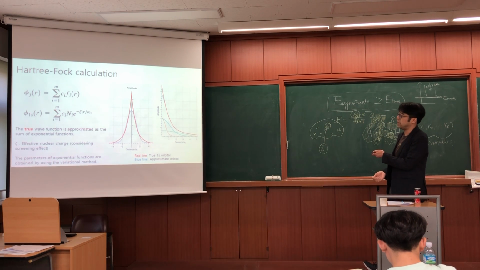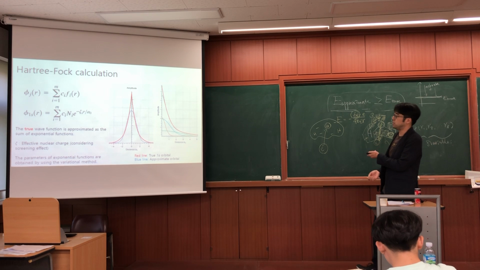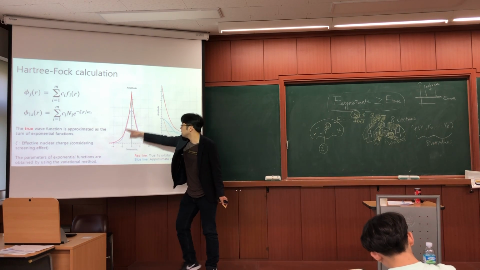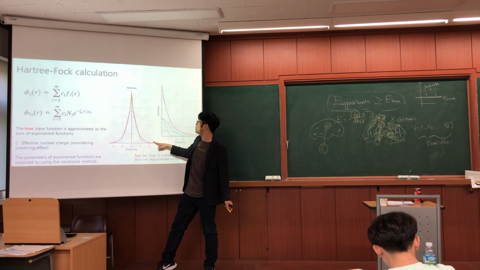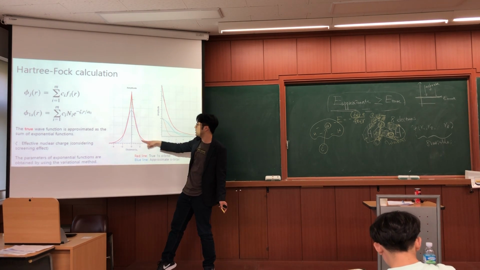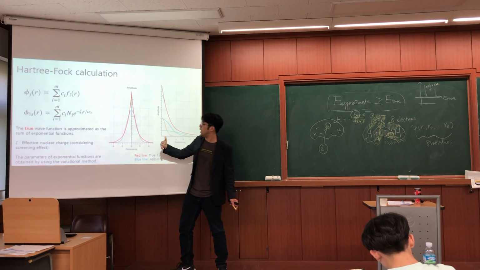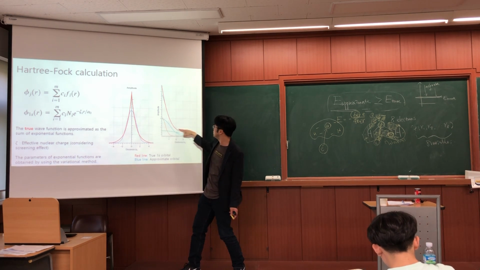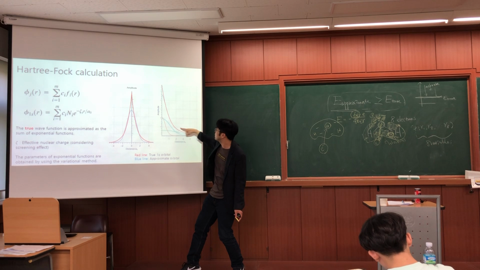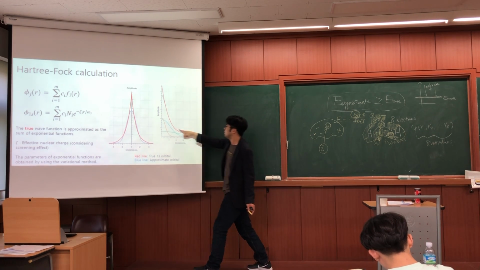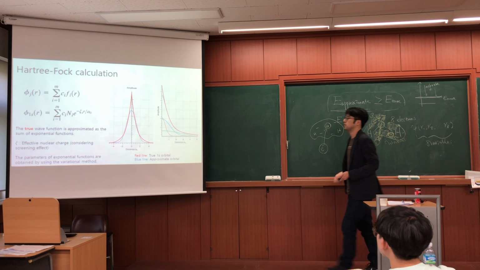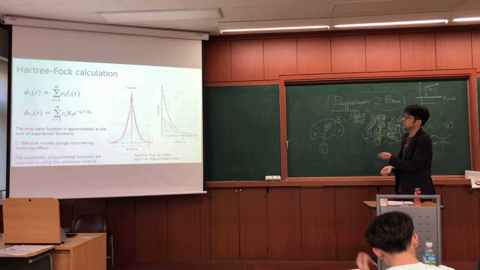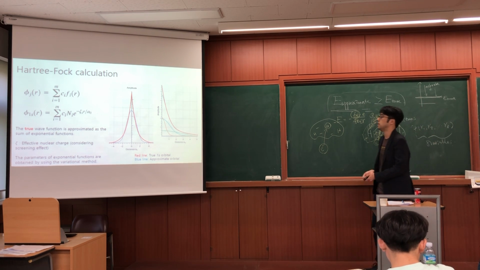So here, we have to determine these numbers, and they are represented as a sum of m terms, right? I explained about this plot, right? This red line is the true orbital, and this blue line is an approximate solution. Our goal is to find proper numbers that make this blue line as similar as possible to this red curve, right? So we have to determine these parameters. If we find the right parameters, then we can get very good approximations, and very good approximate energy, right?